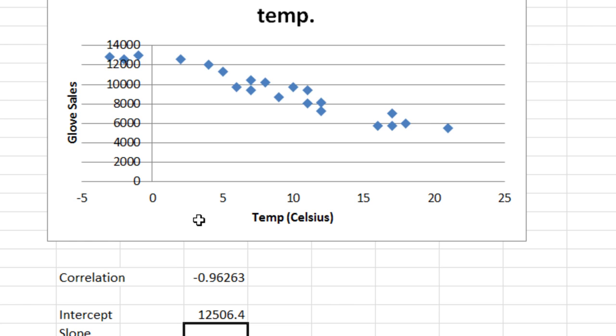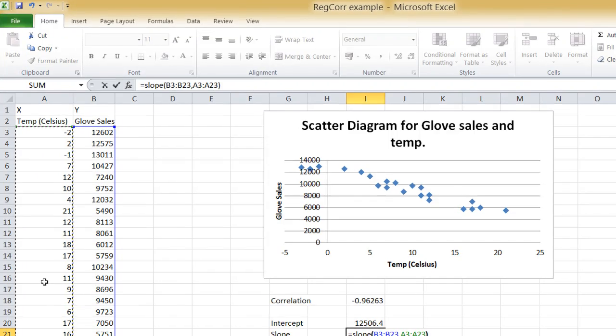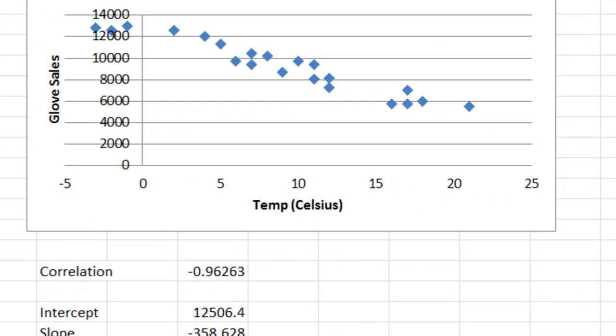For the slope, again, very, very easy. It's the same as before, so we just say equals SLOPE, and again do known y's and known x's. All I have to do is highlight glove sales again, put a comma in, highlight the temperatures that we've got, finish off the bracket, and that will give us our value.